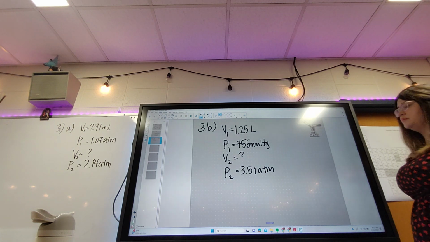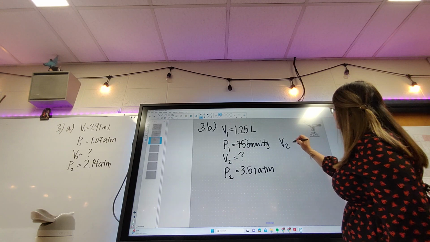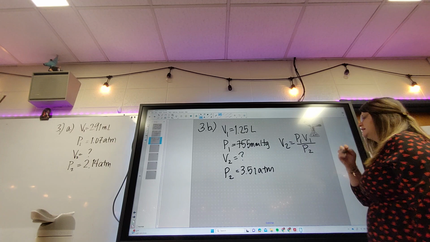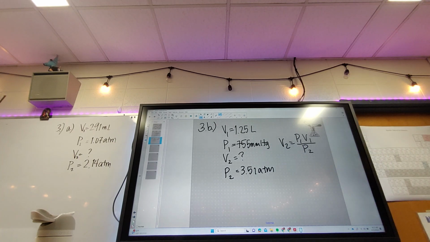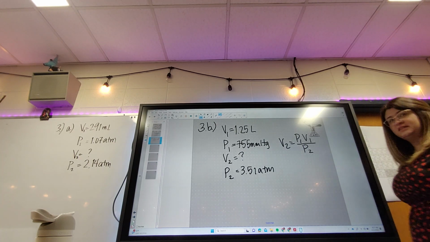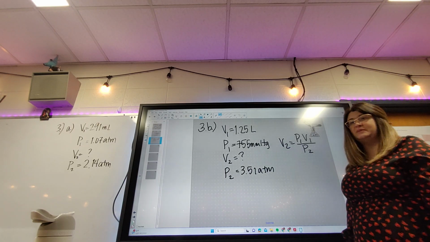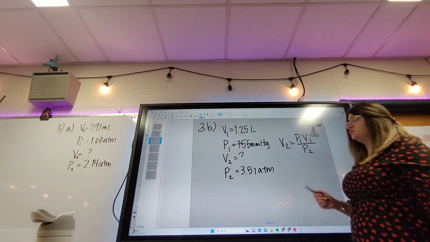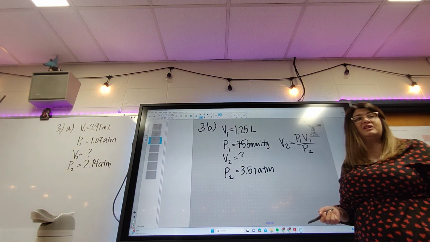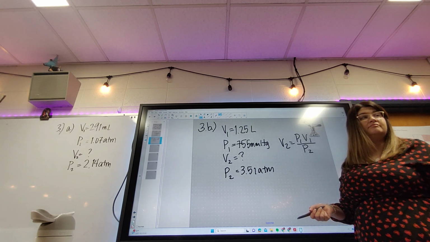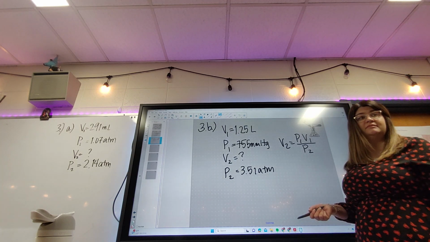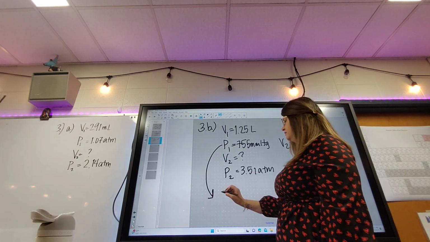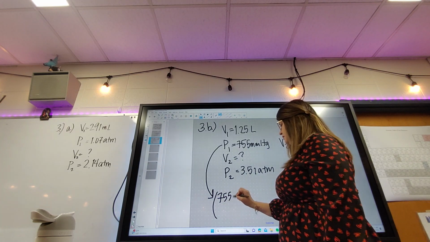Okay, so that's good. I'm going to choose my formula. So remember what I said, it doesn't matter which unit you have, it just has to be consistent. This is not consistent. They're two different things. So which one do you want to use? Do you want to use millimeters of mercury or do you want to use ATM? Well, I want to use ATM, so we'll use that. So that means I'm going to convert 755 to ATMs.